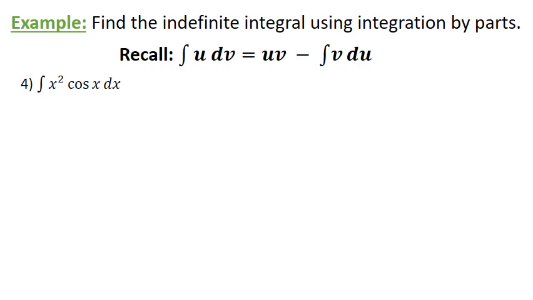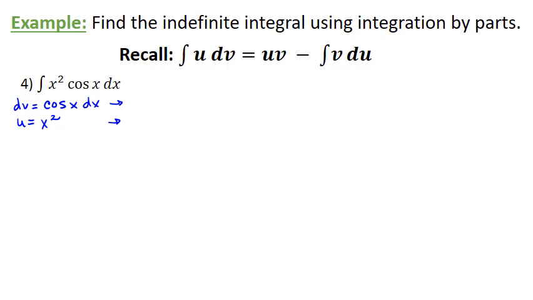Now, if I look at this, there isn't any rewriting necessary, so I can go ahead and jump right into identifying dv and u. You might want to pause this for a moment and see if you can identify the correct dv, the correct u, and then find their counterparts. So in this case, dv, you do want it to be the more complicated function, which is cosine of x dx. Therefore, u is x squared.